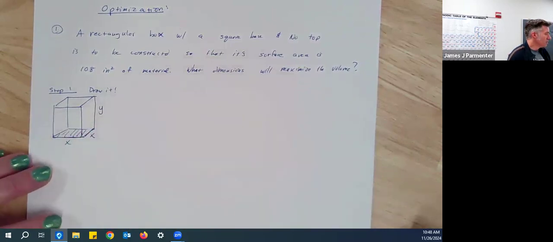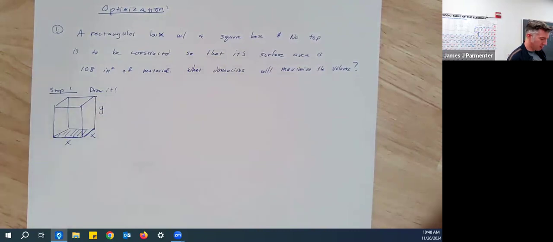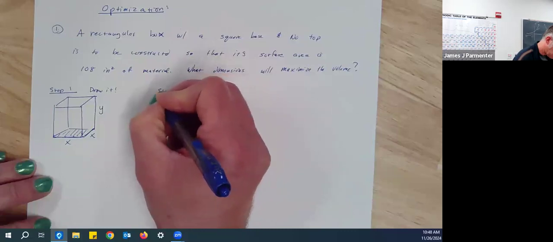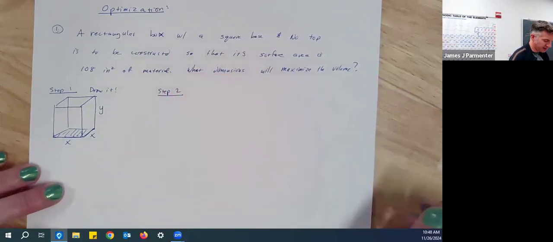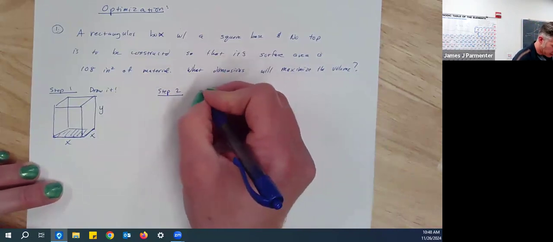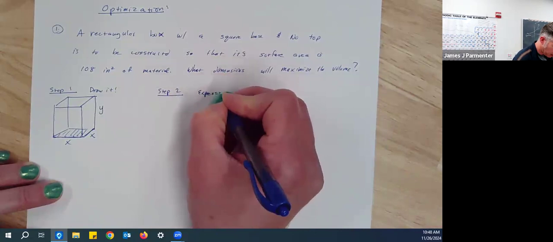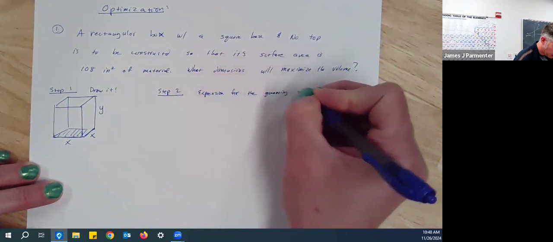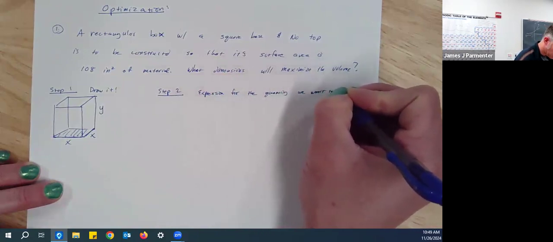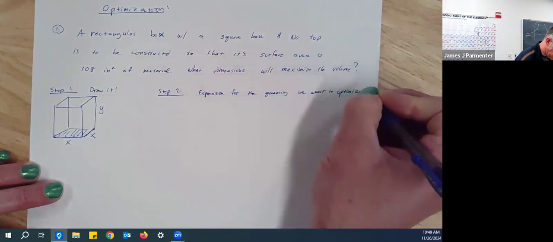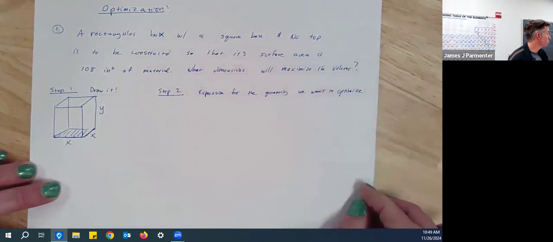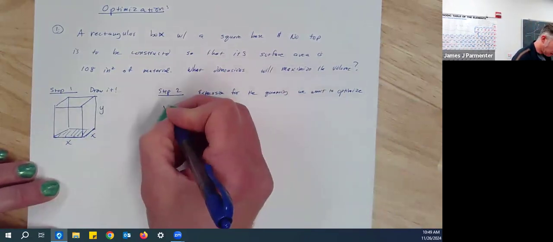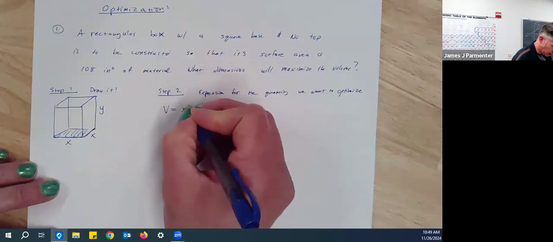Okay. Steps 2 and 3 are to write two equations. Well, technically, okay, let me back that up. Step 2, what are we trying to optimize? So I want not an equation, but an expression for the quantity we are trying to optimize. In this case, what are we trying to optimize? The volume. So great, we know the equation for the volume of a shape like this. The volume is equal to x times x times y, or x squared times y.